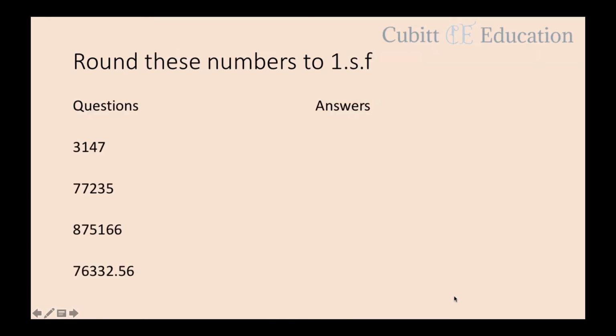Here's a few questions for you to have a go at. Pause the video, try the questions, and I'll give you the answers shortly. So if you've paused the video, here are the answers. 3,147. We're looking at the 3, so our answer must be 3,000 because the number next to it is 1.